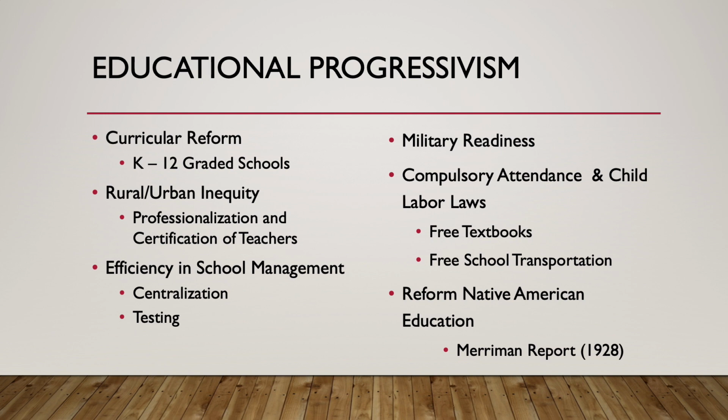There were also ideas like free textbooks and the idea of free school transportation, there's buses to get children to schools. Also, one of the things we have to look at is how they were educating minorities. One thing that stands out is this reform of Native American education. The Merriam Report in 1928 really called into question the use of Indian boarding schools and kind of chastised them, and rightly so, for their attempts to eradicate Native American culture. So those are some of the educational progressive goals, and there's many others.